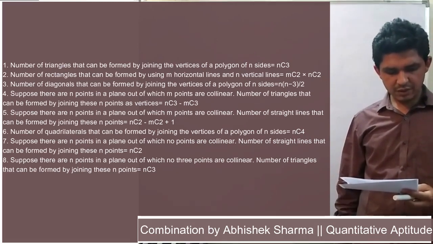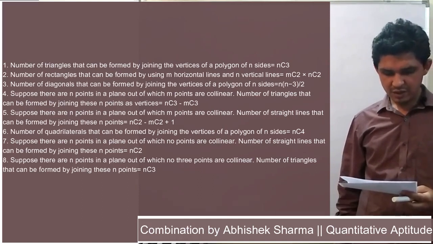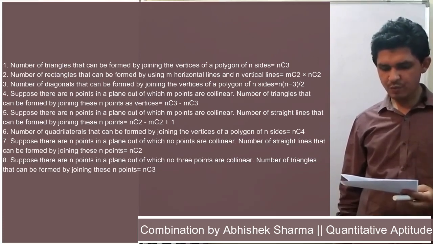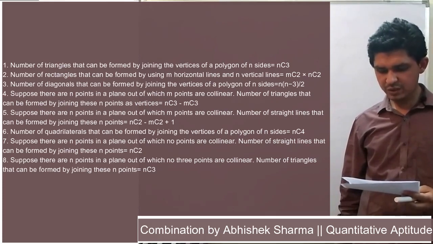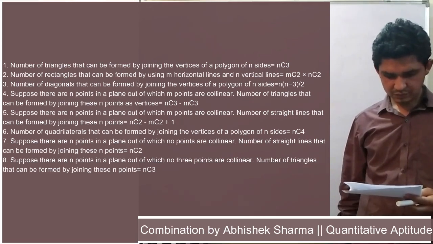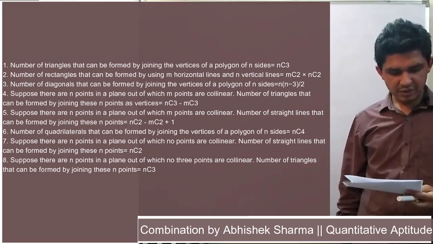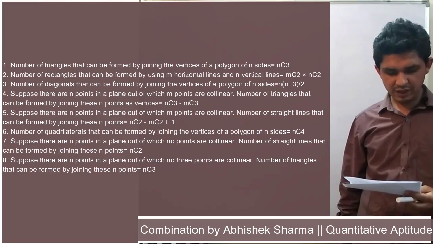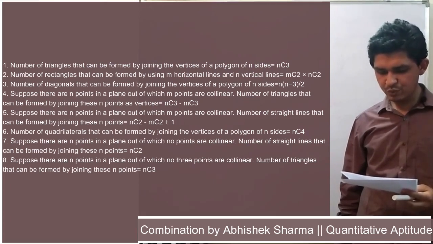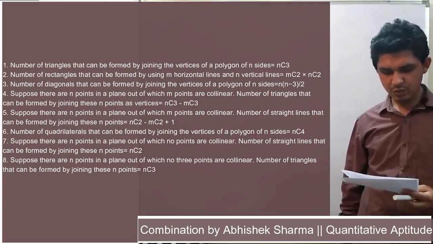Fourth point is, suppose there are n points in a plane, out of which m points are collinear. The number of triangles that can be formed by joining these n points as vertices will be NC3 minus MC3. And point number 5 is, suppose there are n points in a plane, out of which m points are collinear. The number of straight lines that can be formed by joining these n points is NC2 minus MC2 plus 1.